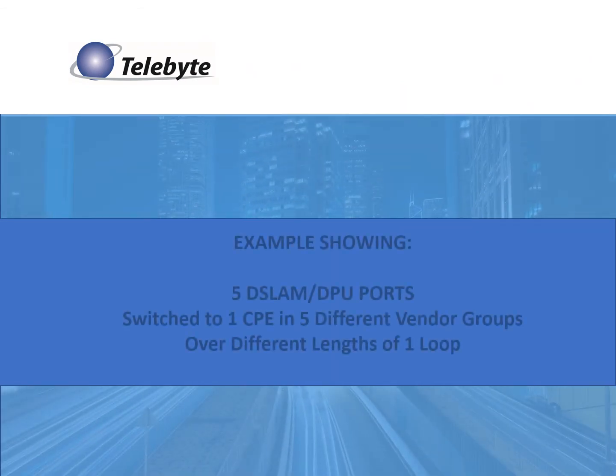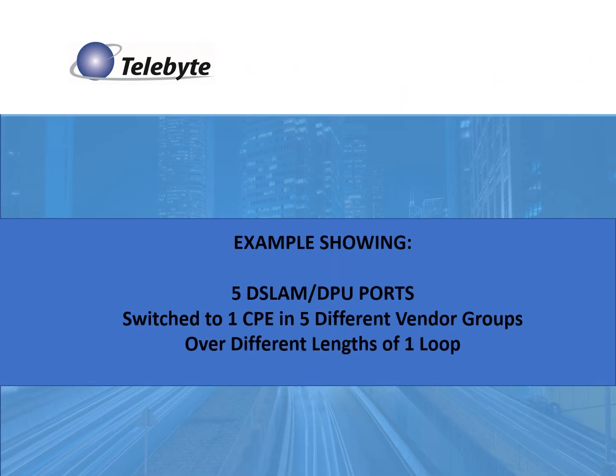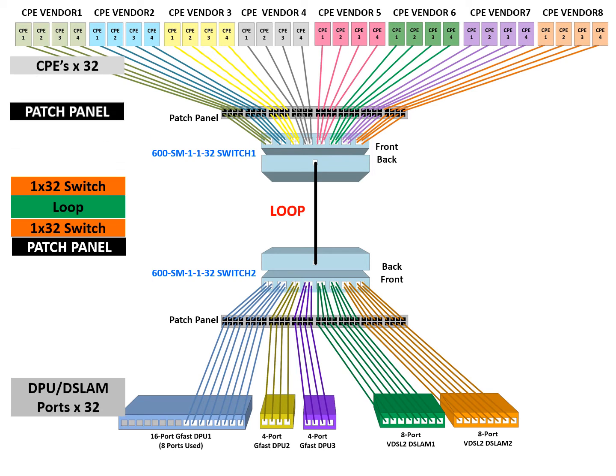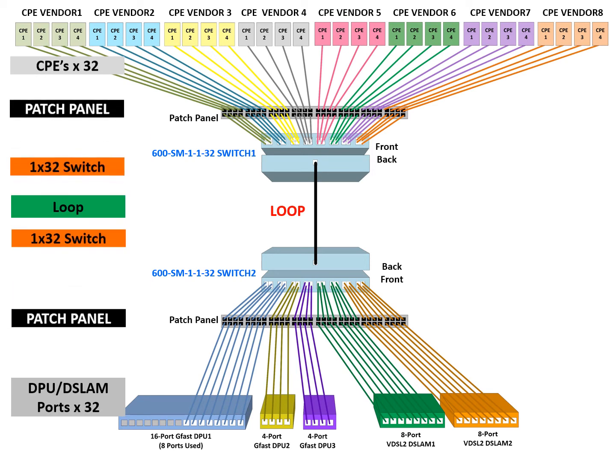Now we will see an example of switching one port from each of the DPUs and DSLAMs to one of 32 CPEs. We will do this over a few different loop lengths. The different components are now presented in more detail with all connections shown. Note the 8 groups of CPEs on the top, each with 4 CPEs. Also, the 3 Gfast DPUs and the 2 VDSL2 DSLAMs on the bottom. The back of each switch is connected to the one loop and the front to the patch panels.